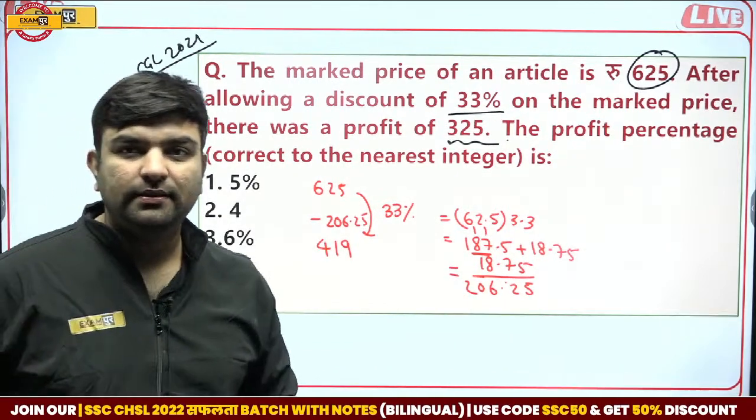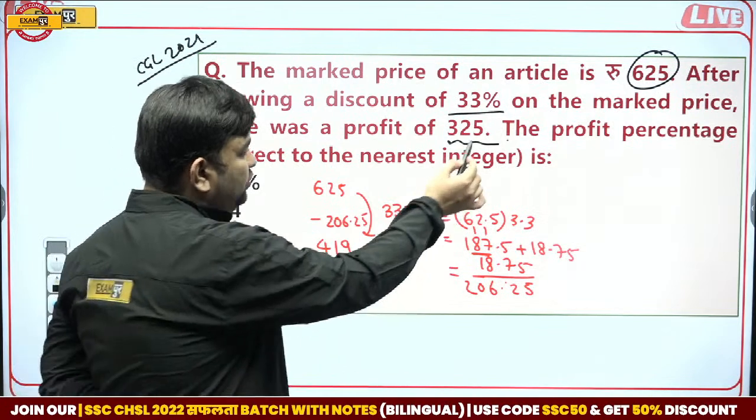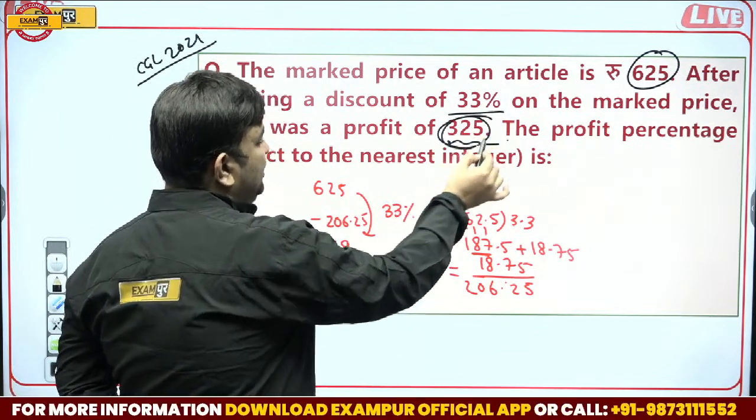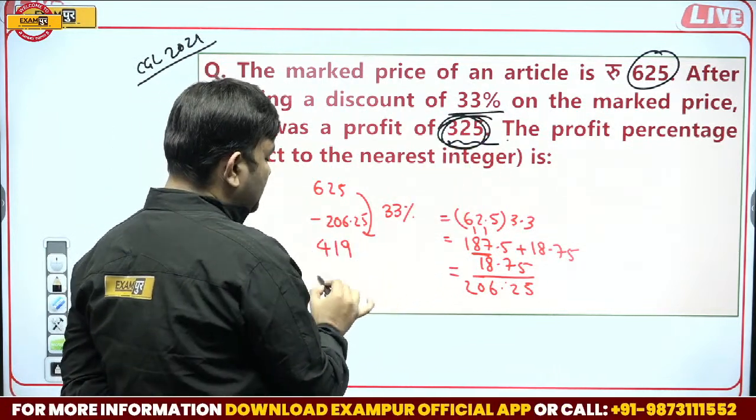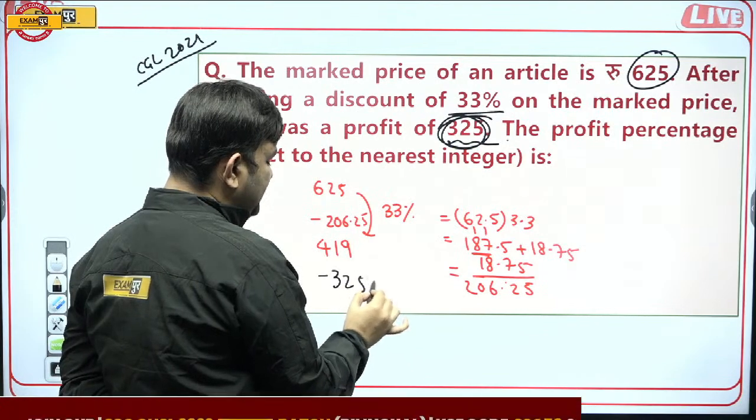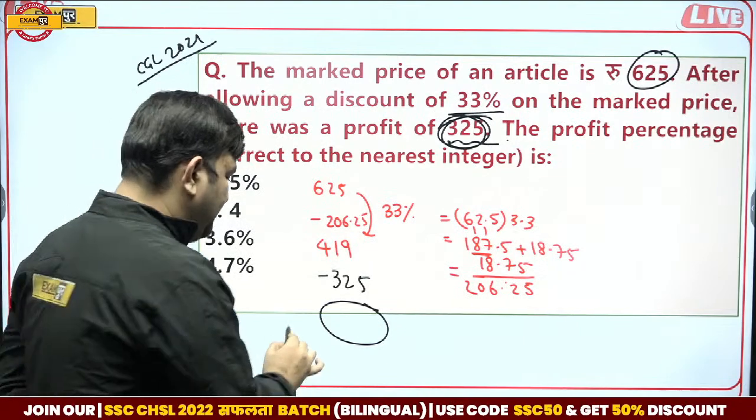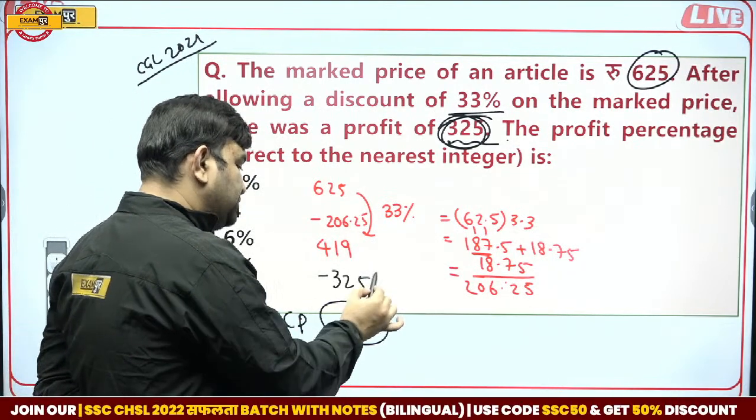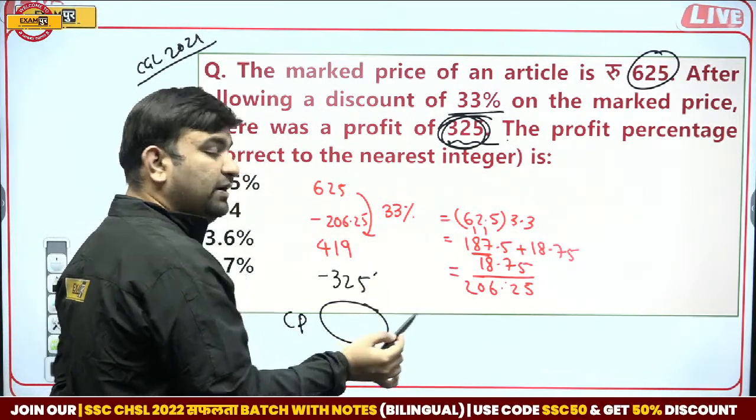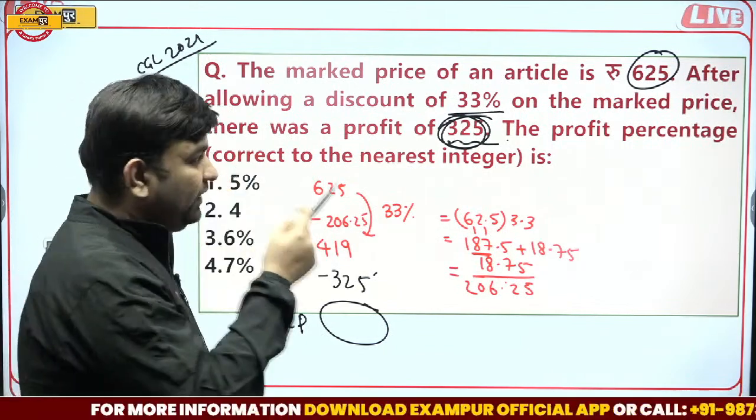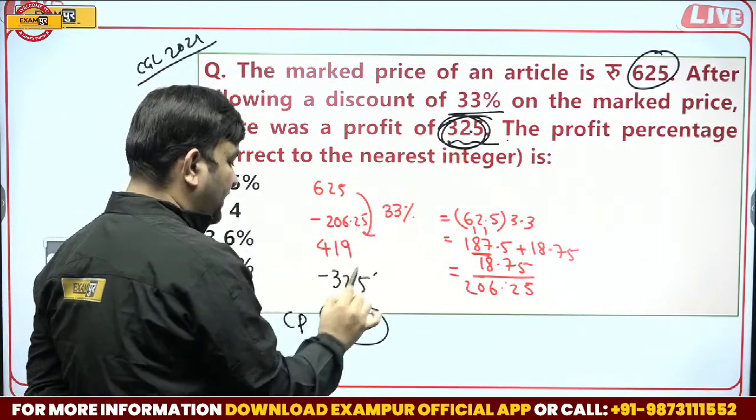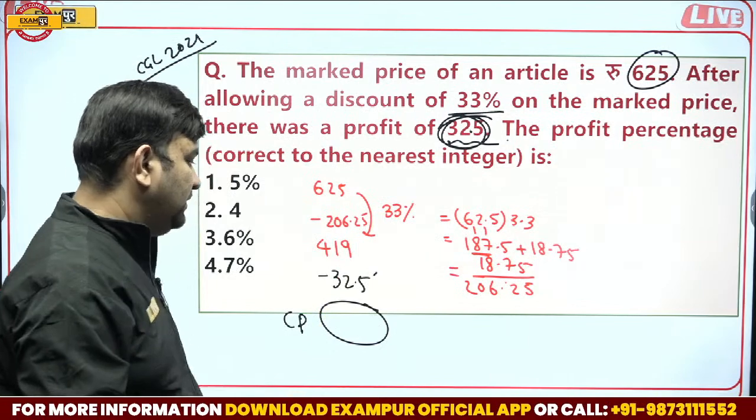Are you getting my point? If I take it as 325, then it's a huge profit, because on subtracting the profit, CP will remain very less. And this much profit over the CP of 100 is a 300% profit. So you can go with 32.5.